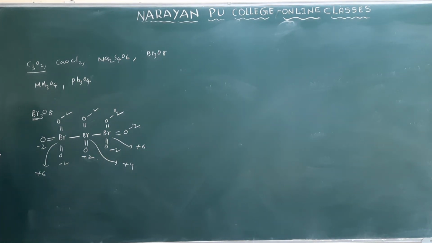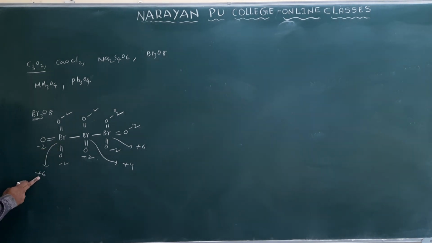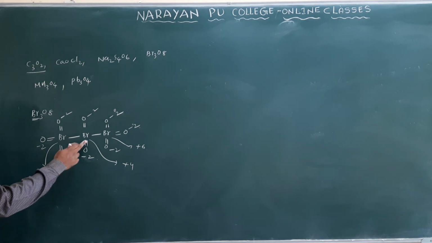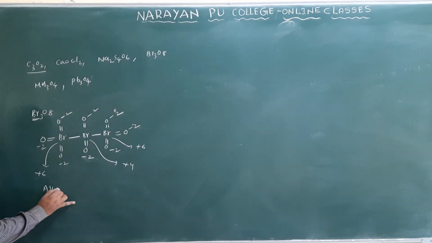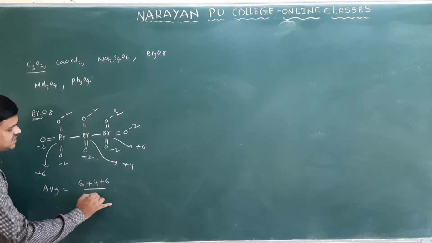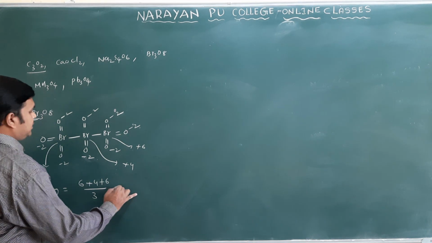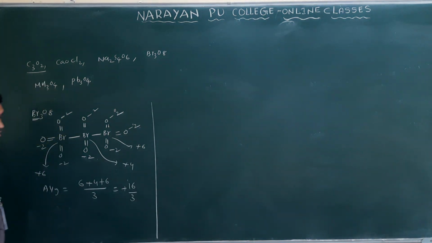Now you will find the oxidation state of bromine in Br3O8. What is the oxidation state of this bromine? -6 becomes +6. Here you will get +4. Here you will get +6 only. What average will you take? Average is equal to 6 plus 4 plus 6 by 3 only. Then you will get plus 16 by 3.